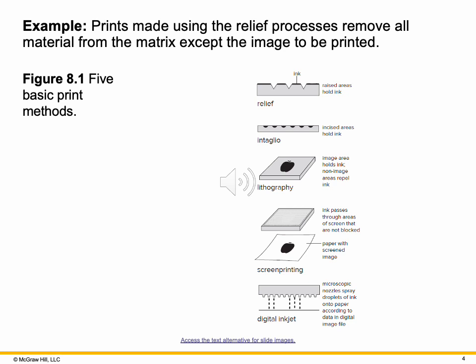All relief processes work according to this general principle, as seen in this illustration of the basic processes used to make prints. The top diagram illustrates relief printing. Notice how the ink rests on the raised part of the matrix. The ink is not in the recessed areas. Any surface from which the background areas can be carved away is suitable for relief printing. You may have made a relief print from a potato or an apple when you were a child. For artists, the material most commonly associated with relief printing is wood.